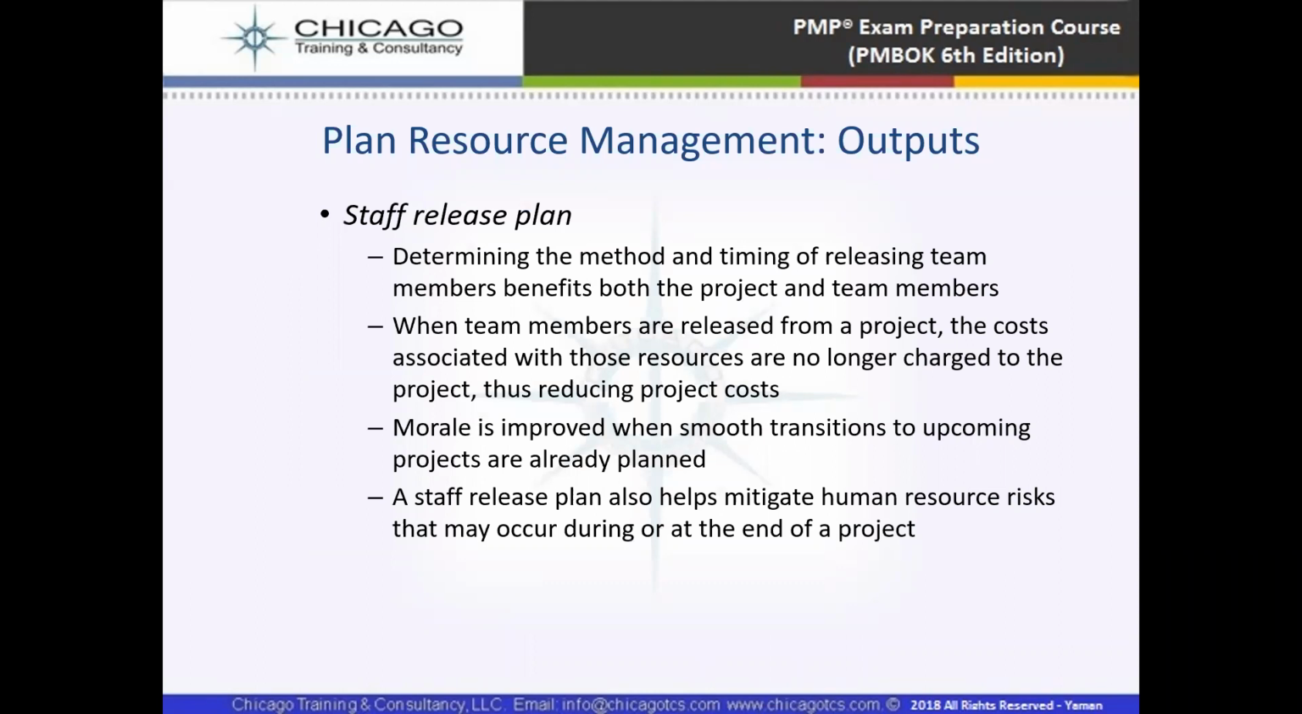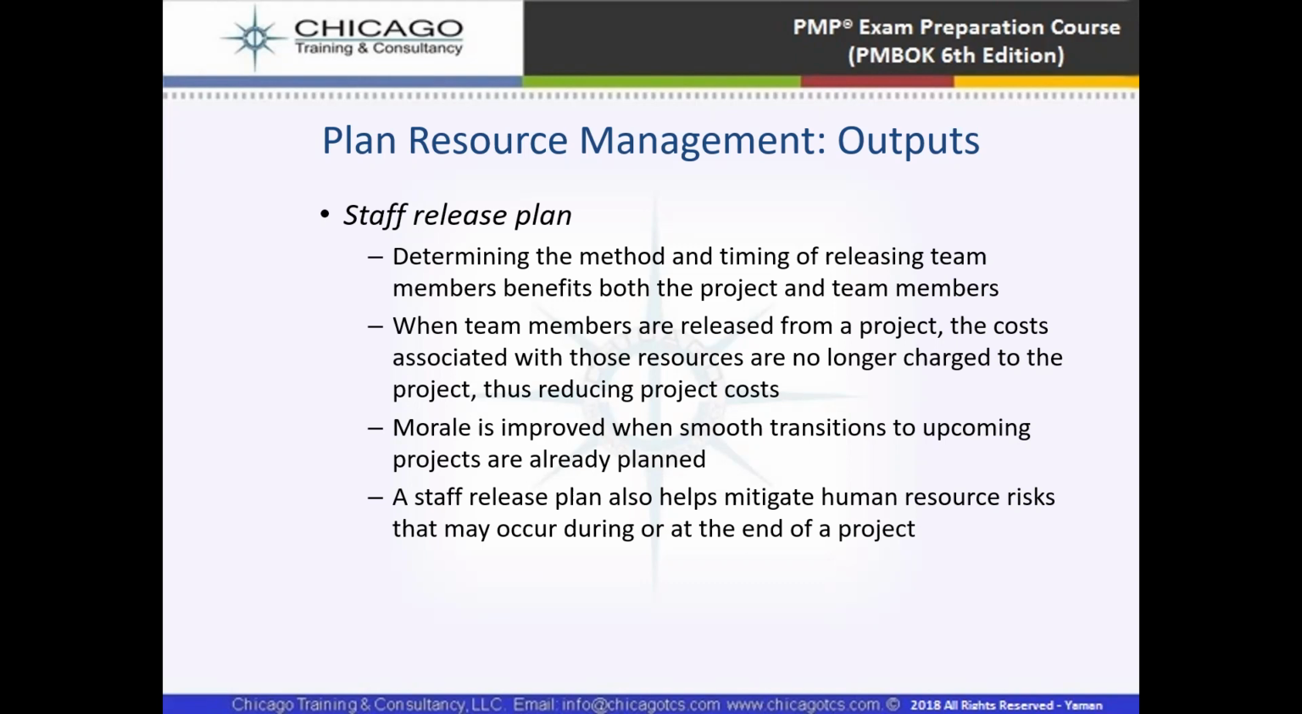And then we have staff release plans, which is like a demobilization plan for the staff, like determining the methods and timing when the team members should be released, okay, when the benefits for the project are achieved. And it also shows us how morale is improved when smooth transitions to upcoming projects are already planned. It means if we are releasing our resources from project A to project B, how the morale is improved here, okay? And a staff release plan also helps us mitigate human resource risks that may occur during or at the end of the project.